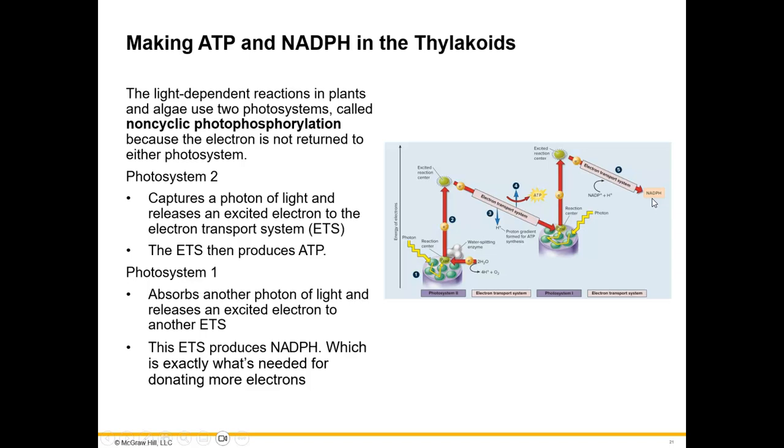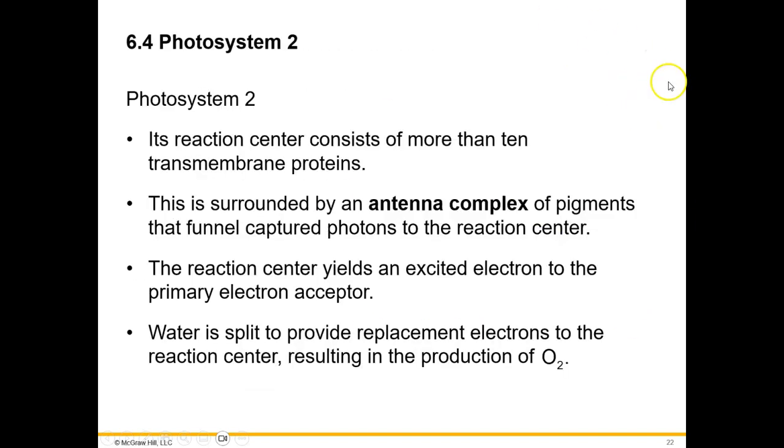So that's kind of an overview of how we are making ATP and NADPH in the thylakoids, and you'll need to keep in mind that these are the light-dependent reactions. So this is the part where we need light for these reactions to take place. So we're starting at photosystem 2. Its reaction center consists of more than 10 transmembrane proteins. So even though we're simplifying it, I need you guys to keep in mind that there are a lot of transmembrane proteins going in to make these reactions possible for everything to come and go across this membrane.